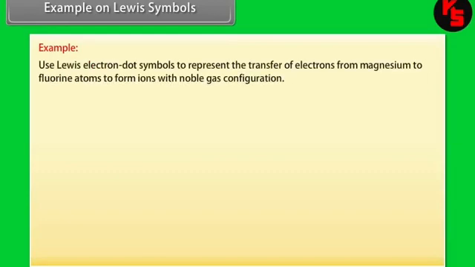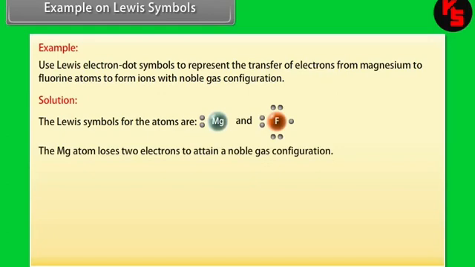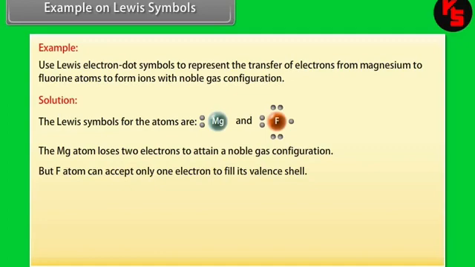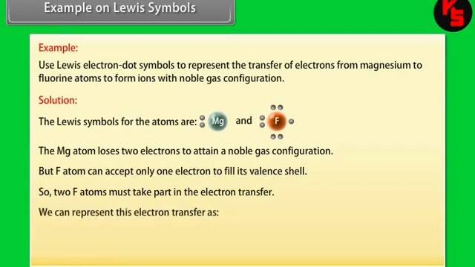Example on Lewis symbols. Let's take an example on Lewis symbols. Use Lewis electron dot symbols to represent the transfer of electrons from magnesium to fluorine atoms to form ions with noble gas configuration. Let's see the solution. The Lewis symbols for the atoms are: the Mg atom loses 2 electrons to attain a noble gas configuration, but the F atom can accept only 1 electron to fill its valency shell, so 2 F atoms must take part in electron transfer. We can represent this electron transfer as follows.